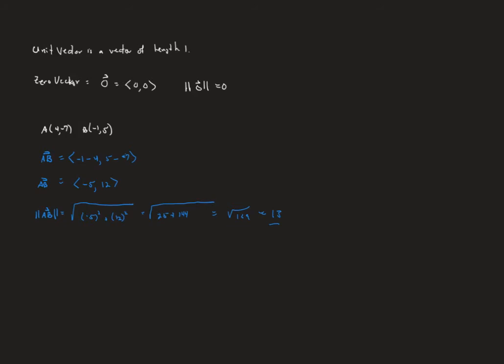Now we have some vector operations. I'm going to move to a new panel here. So we have certain operations we can do with vectors. So the first we're going to refer to as what's called scalar multiplication.